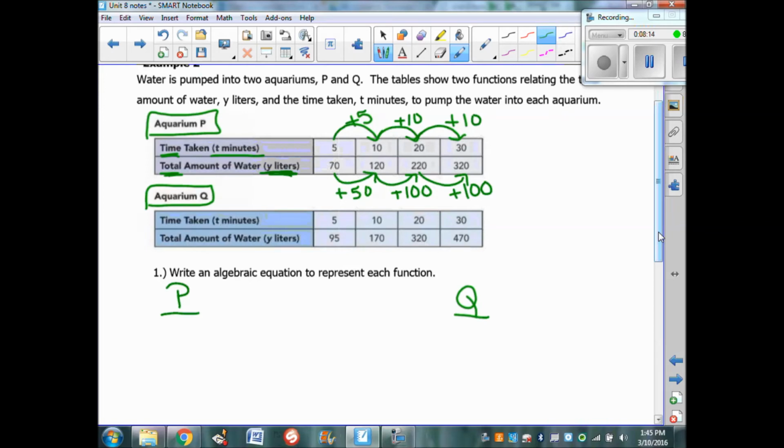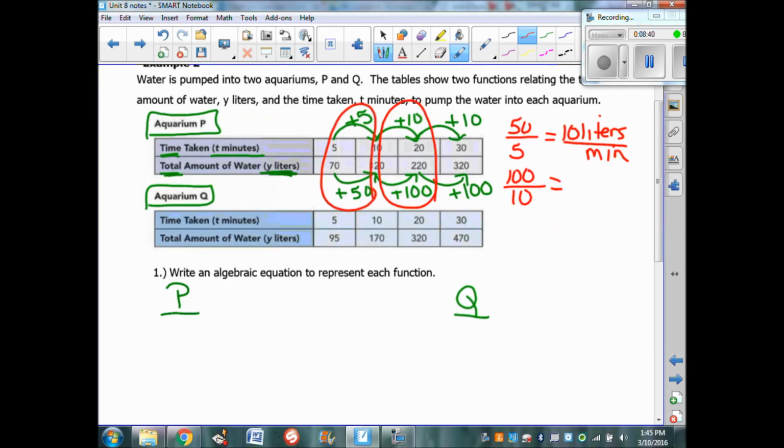So now let's do some comparing. My change in my Y over my change in my X. So that first one, 50 divided by 5 is 10, 10 liters per minute. Let's see what we get with this one. We get 100 divided by 10, which is 10 liters per minute. So far, it's a constant. And that last one, 100 divided by 10, again, gives me 10 liters per minute.